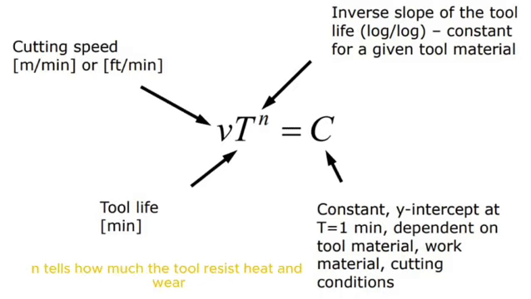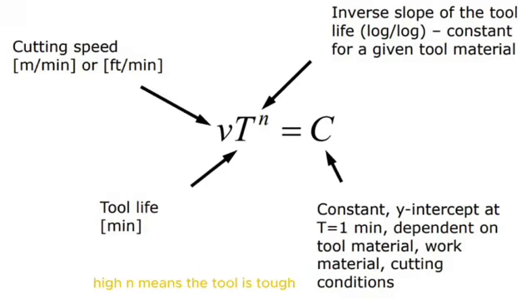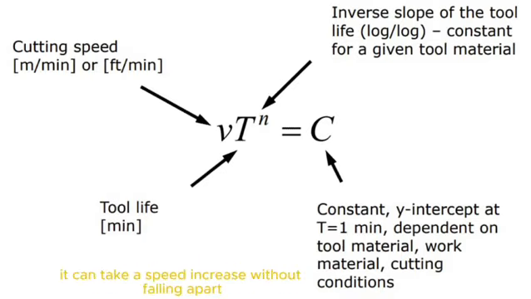N tells how much the tool resists heat and wear. High N means the tool is tough. It can take a speed increase without falling apart. A low N means it's fragile, speed up even a little, and it wears out fast.